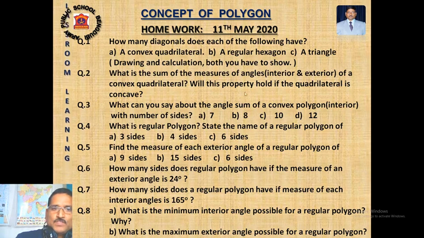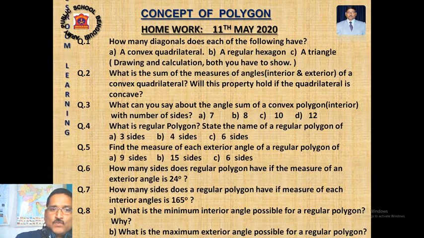Okay. First question is, how many diagonals does each of the following have? A convex quadrilateral. You just follow the formula n squared minus 3n by 2. You apply it in all cases, and you will get the number of diagonals. Here the question is draw and calculate. Drawing and calculation both you have to show. So you can find the number of diagonals numerically and draw on a paper. You will draw a quadrilateral and try to find out how many diagonals it will have. Okay.